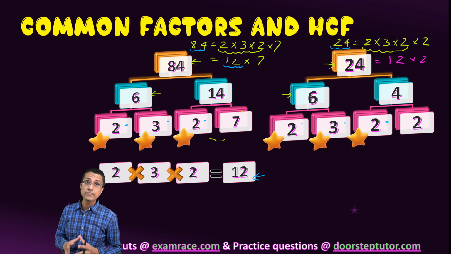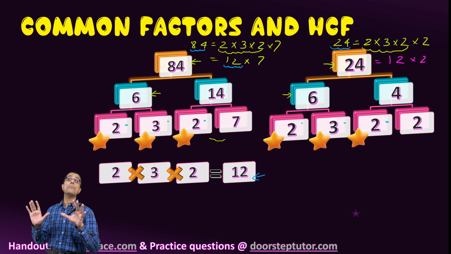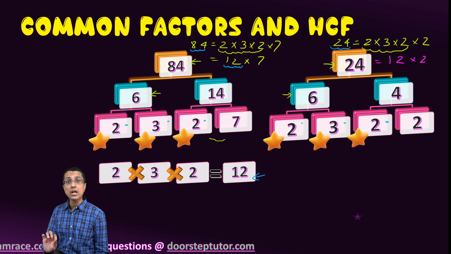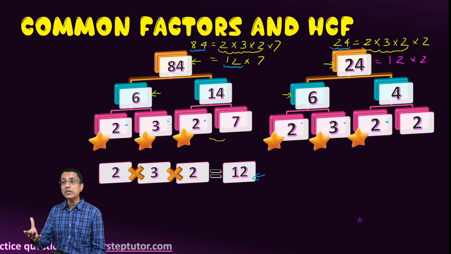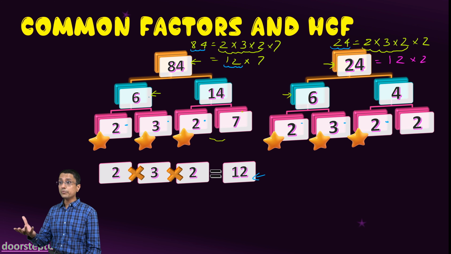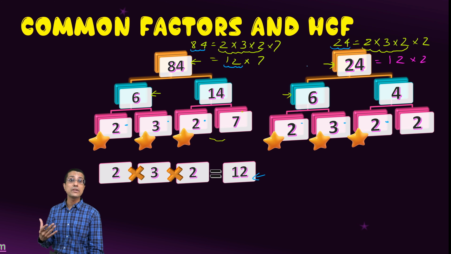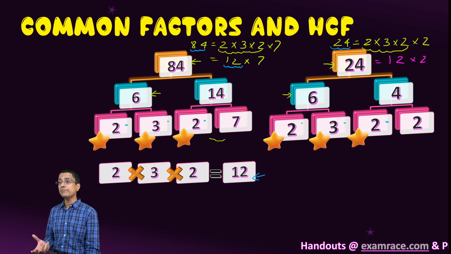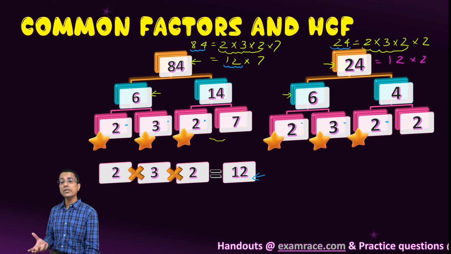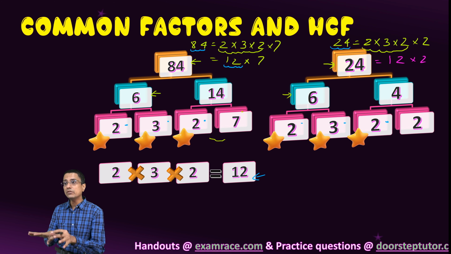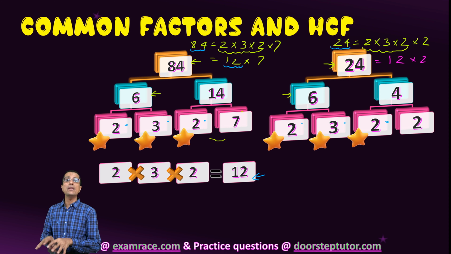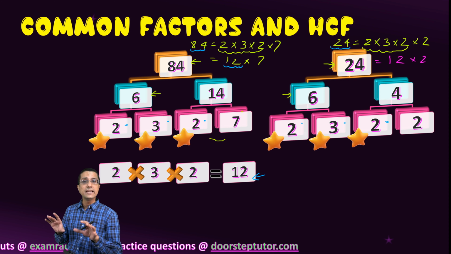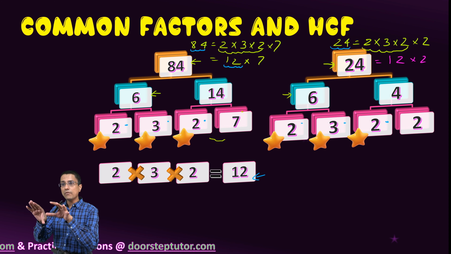Not only that, it is the highest common factor, meaning that I cannot come up with a factor bigger than 12 which would divide both numbers 84 and 24. It is impossible to do that because all the common factors between 84 and 24, which are 2, 3 and 2, are incorporated into this number 12. So this number 12 is known as the highest common factor of these two numbers.